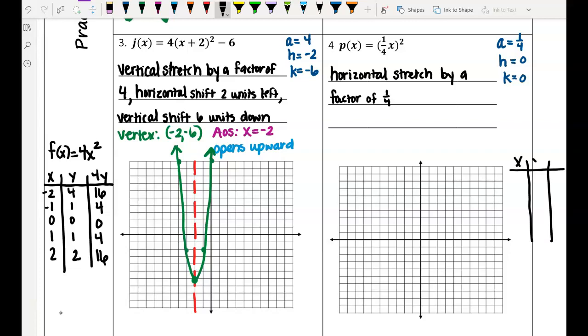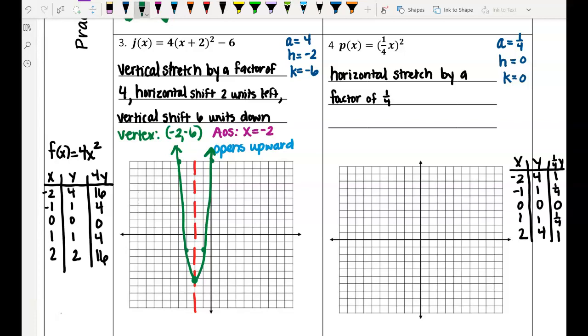So I have x, I have y, and then I have 1/4 of y. So if I take my original t-chart here, that means everything in the y column I have to divide by 4. 4 divided by 4 is 1. 1 divided by 4 is 1/4. 0 divided by 4 is 0. 1 divided by 4 is 1/4. And 4 divided by 4 is 1.